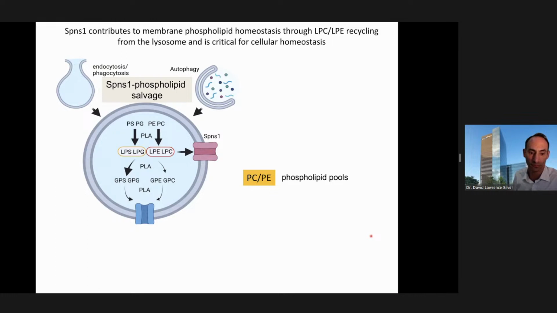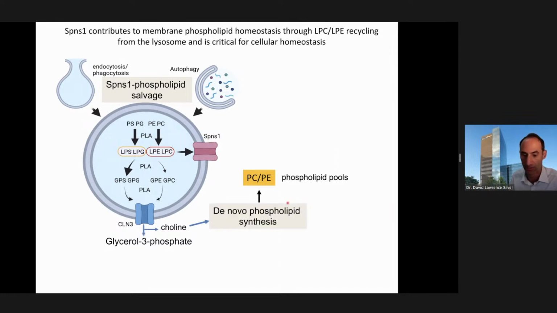So to summarize, back to this original slide on the lysosome, the breakdown products of PS, PG, PE, and PC result in accumulation of these pools of the lysolipids, in some cases, particularly LPS and LPG, and a little bit on this side for LPE and LPC, resulting in complete hydrolysis down to their head groups, the glycerophosphodiesters. And this leads to efflux through an unknown mechanism involving CLN3. And in the cytoplasm, there are phosphodiesterases that release glycerol 3-phosphate for recycling, as well as choline coming from this side here. And that can be recycled back into cytoplasmic phosphatidylcholine pools through de novo phospholipid synthesis, and that's the Kennedy pathway.